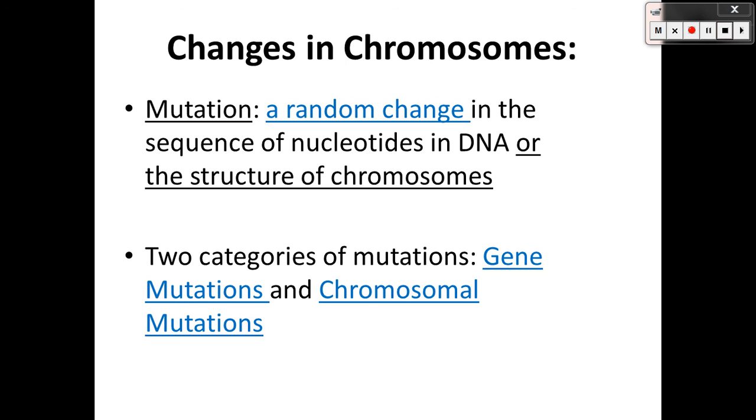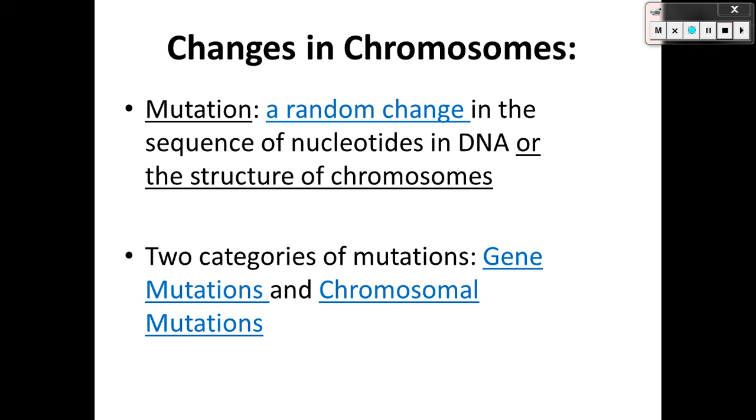Alright, so let's talk just about changes in our chromosomes. So we've talked about mutations before when we were talking a little bit about cell division and mitosis, and we talked about point mutations in the DNA and various things like that. We've kind of discussed mutations, and in essence, a mutation just kind of boils down to a random change. So it's a random change in a sequence of nucleotides in DNA. So it's something that happened, and we weren't really expecting it to happen, but it just happened randomly.